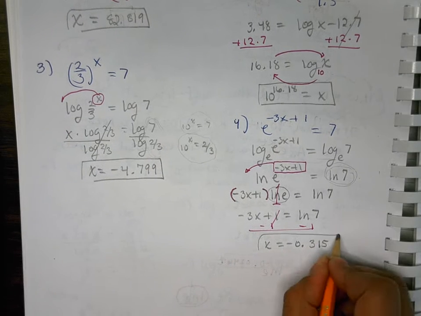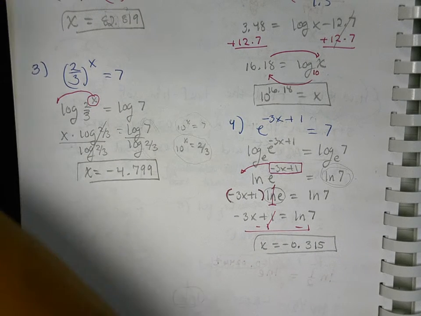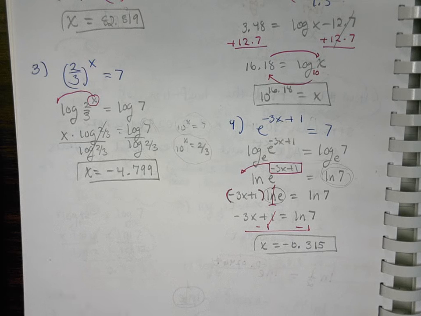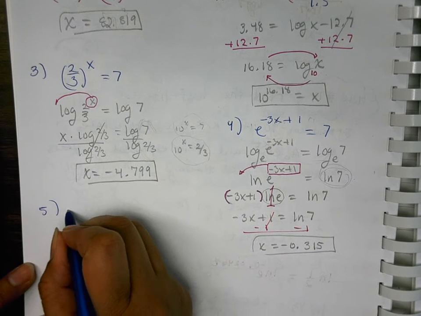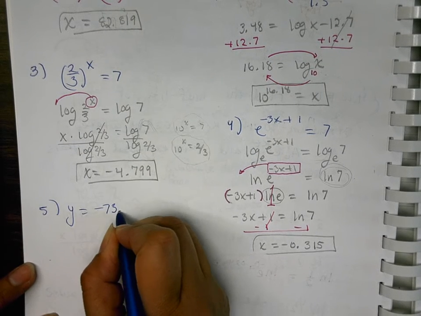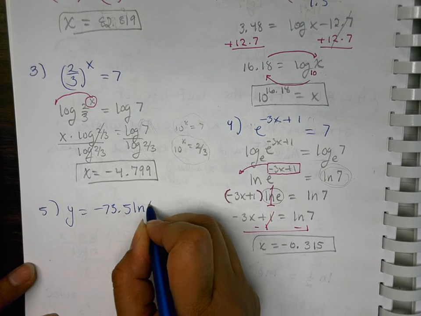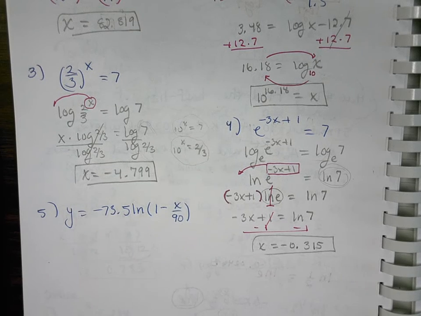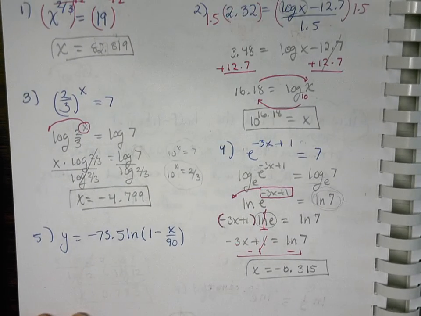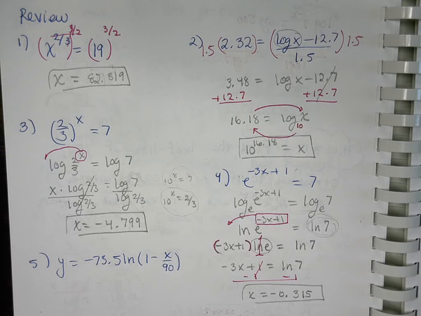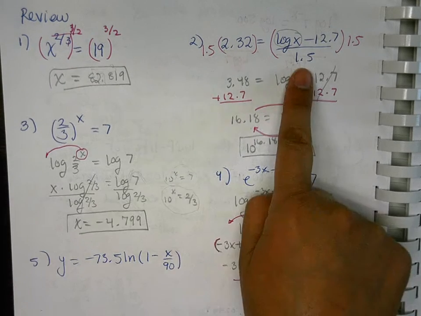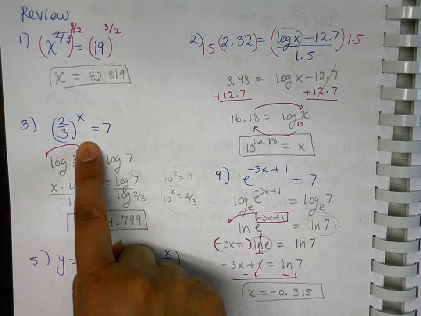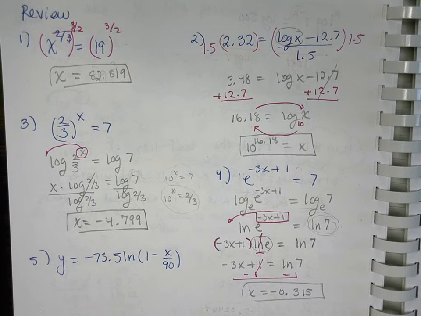315. All right. One more like this, and then we're going to get on to the word problems. Number 5, y equals negative 73.5 ln parentheses 1 minus x over 90. All right. Where is the x? A base, part of a log, or an exponent? It's part of a log. Here's the base, here's part of a log, and here's the exponent. Is it more like 1, 2, or 3? It's more like 2. Do you agree?